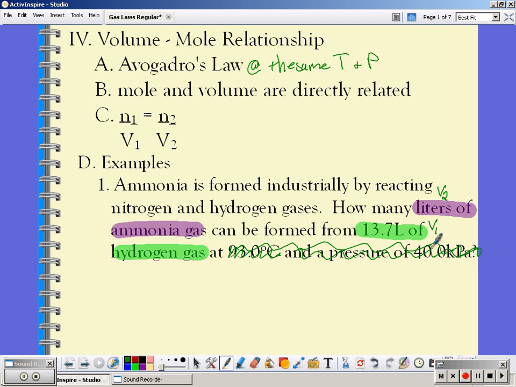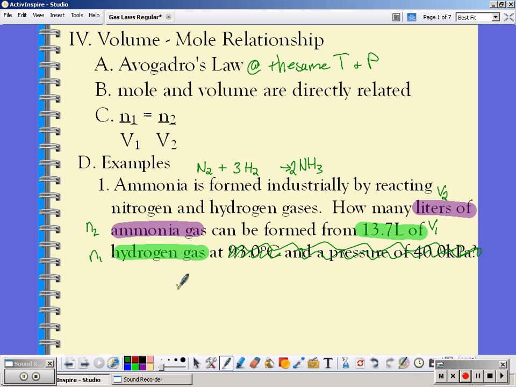We need to look at a reaction. So the first sentence of the problem is telling us the reaction. Ammonia is formed, so NH3 is my product, and it's formed by reacting nitrogen and hydrogen, which are both diatomics. So to balance it, I would need 2 nitrogens and 6 hydrogens. So if the ammonia volume is V2, then my ammonia gas would be N2. And if 13.7 liters is my V1, then hydrogen gas is my N1.